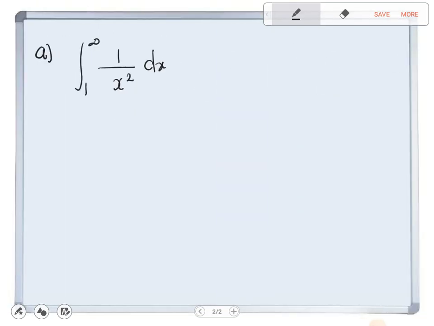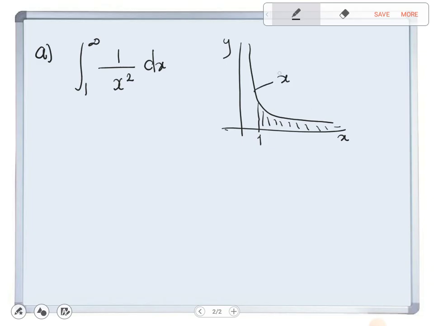We know the graph of 1 over x squared. It is like this, and the area, starting from 1 all the way to infinity, is the area below the curve. This is y, this is x, and this is the graph of 1 over x squared. As you can see, it's going up to infinity, so the area is not making sense. You can't find the area.